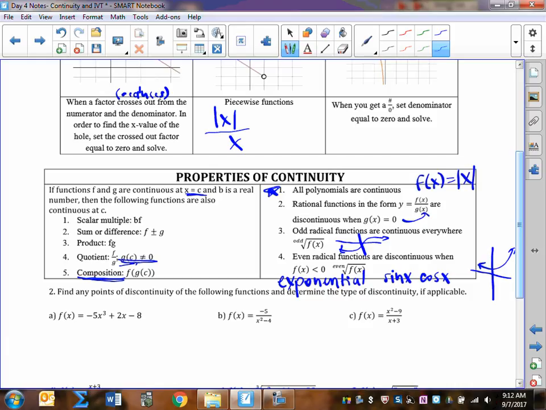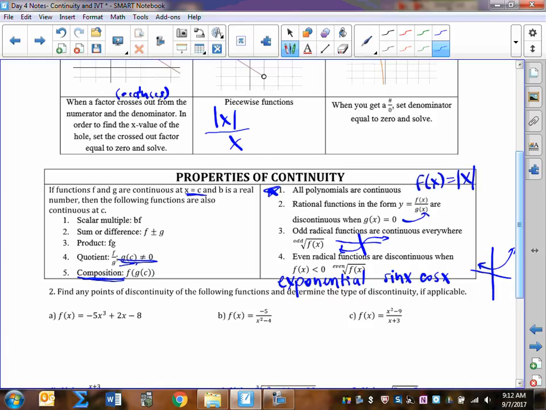You dealt with this in pre-calc some, where they would ask you for the domain of the function, and you'd have to consider places in which the domain did not exist. So divide by 0 or the square root of a negative number.